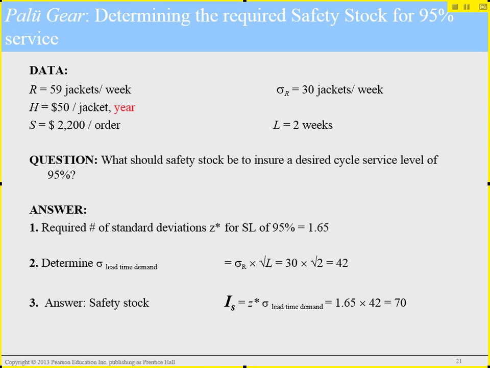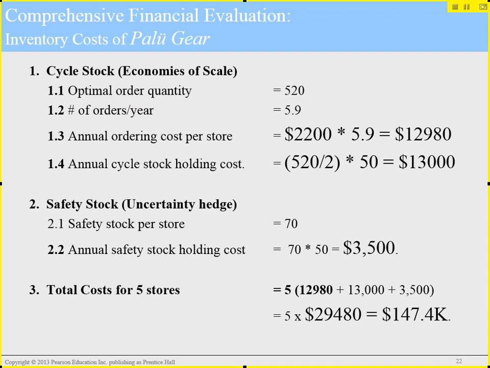If we need to determine our standard deviation of lead time during demand, that's the standard deviation of demand, our 30 units per week, times the square root of our lead time, which is 2 weeks, gives us 42 units. So that's our standard deviation of lead time during demand. And so our safety stock is our z-score times our standard deviation of lead time during demand. 1.65 times 42 tells us that we need 70 units in safety stock. If we're trying to evaluate that information, we've said that our optimal order quantity is 520 units.